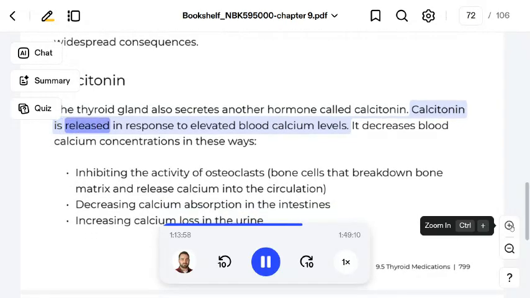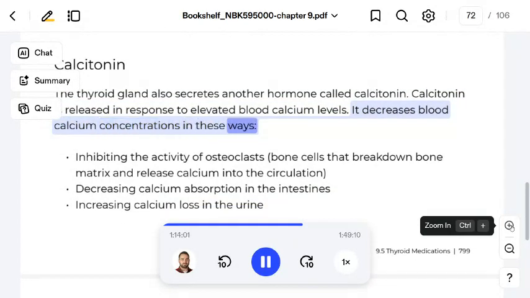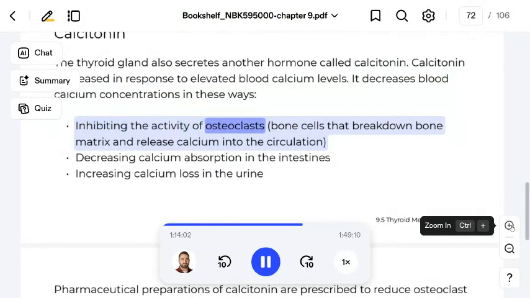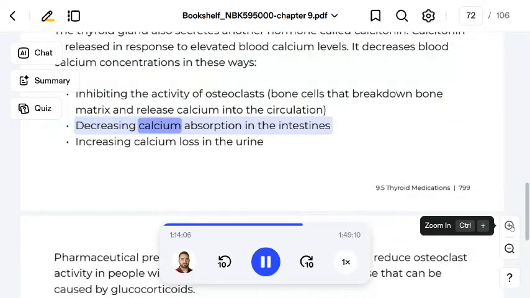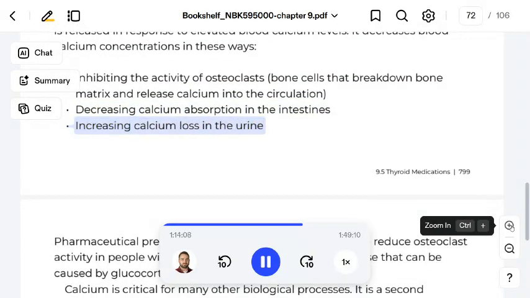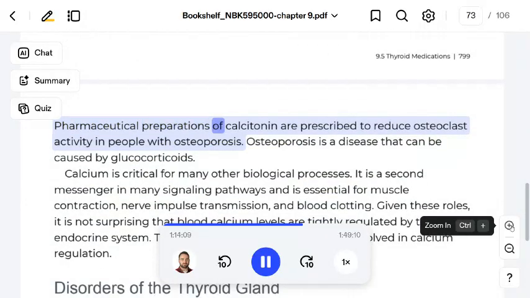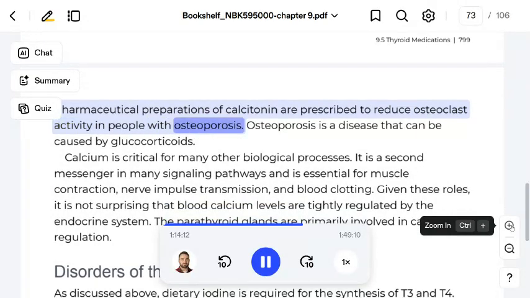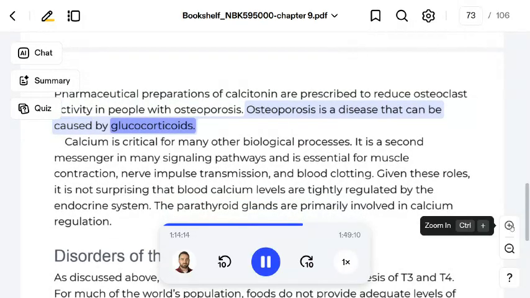Calcitonin. The thyroid gland also secretes another hormone called calcitonin. Calcitonin is released in response to elevated blood calcium levels. It decreases blood calcium concentrations in these ways: inhibiting the activity of osteoclasts, decreasing calcium absorption in the intestines, and increasing calcium loss in the urine. Pharmaceutical preparations of calcitonin are prescribed to reduce osteoclast activity in people with osteoporosis. Osteoporosis is a disease that can be caused by glucocorticoids.